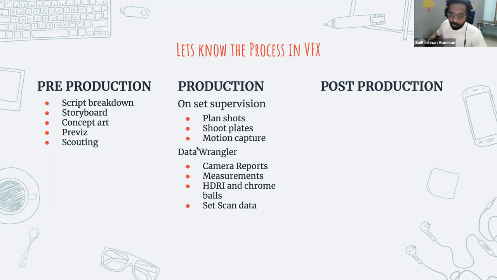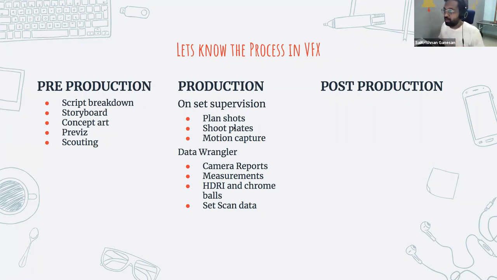So in terms of production, generally, we have on-set supervision. On-set supervision is basically all about planning the shots on the day. Even though you do your previz and your shot breakdowns, due to technicalities, for example, the crane may not go in like that, or the chimney may not go like that. There will be a lot of technicalities which will challenge you as a set supervisor, but you still need to execute the shot.